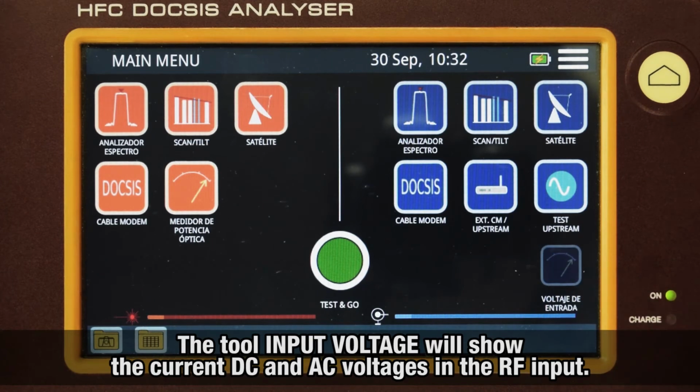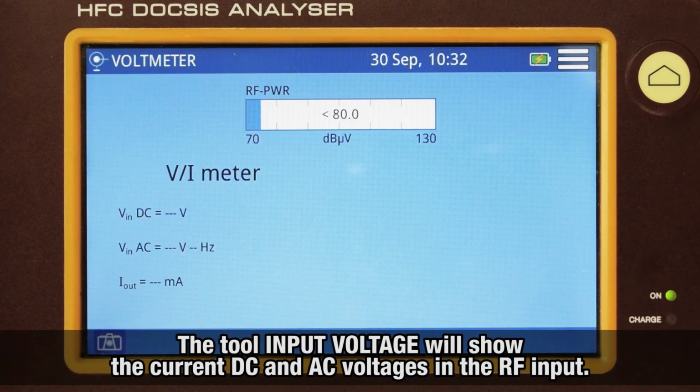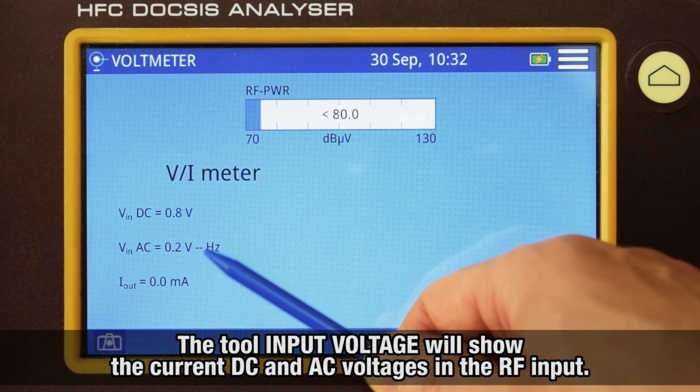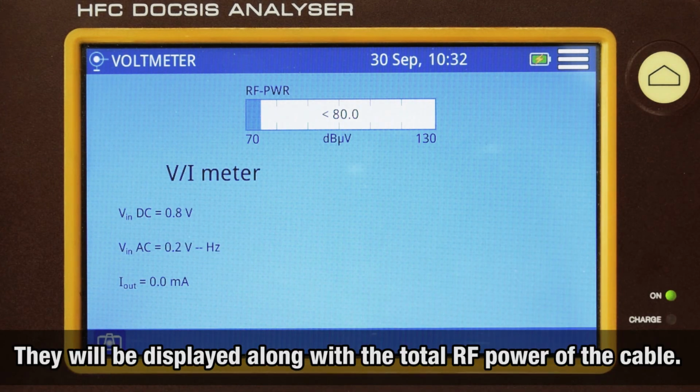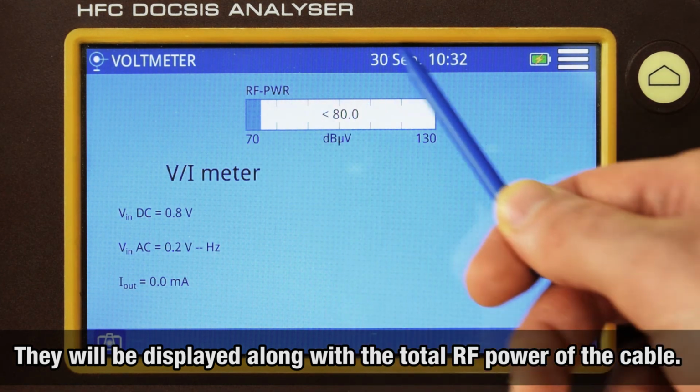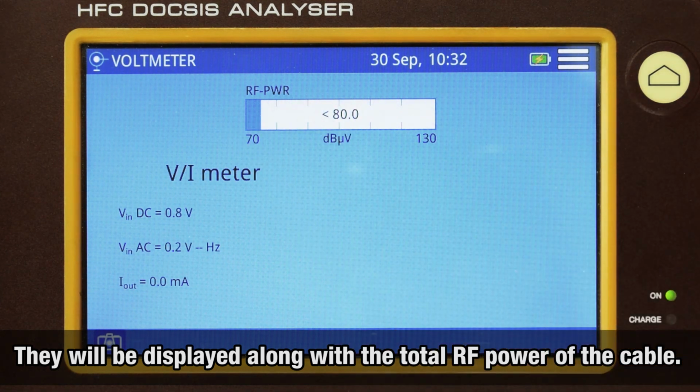The tool input voltage will show us the DC and AC voltages in the network at the meter's RF input and are displayed together with the total RF power received from the cable TV network in the whole RF band.